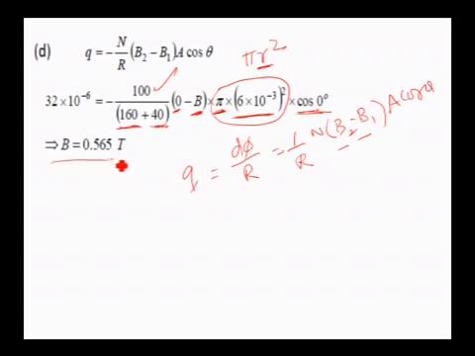Now the magnetic field obtained will be 0.565 Tesla. Just look at the formula: number of turns, resistance, the change in magnetic field, the area, and theta is indicating the orientation of the area vector with the magnetic field.